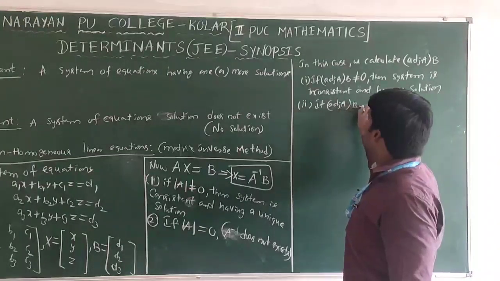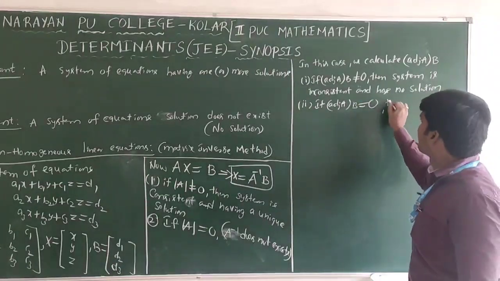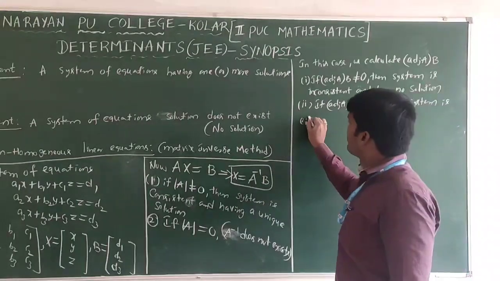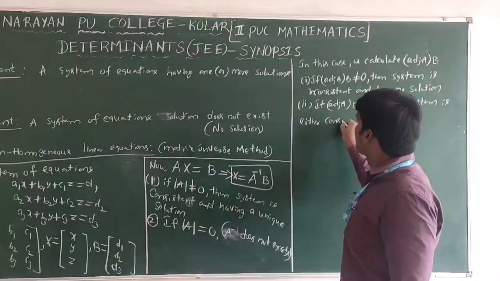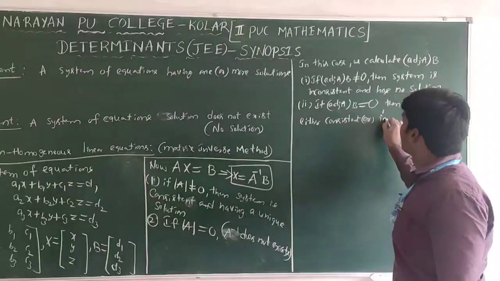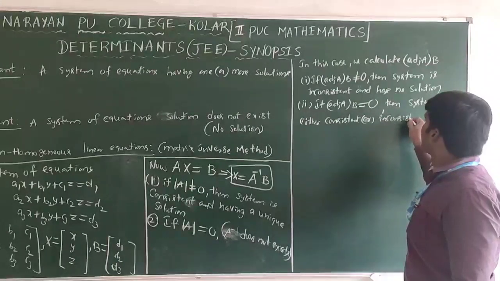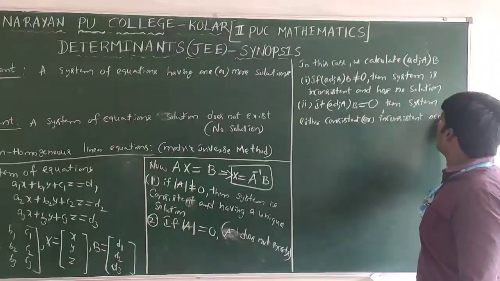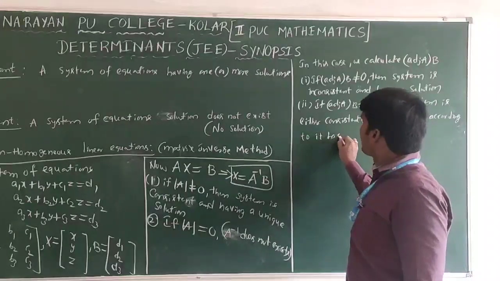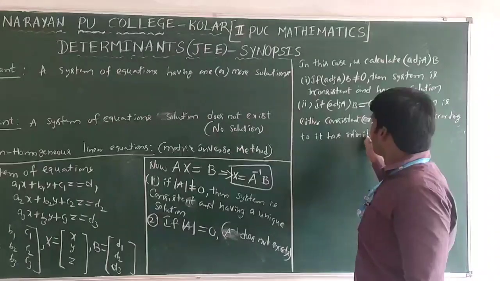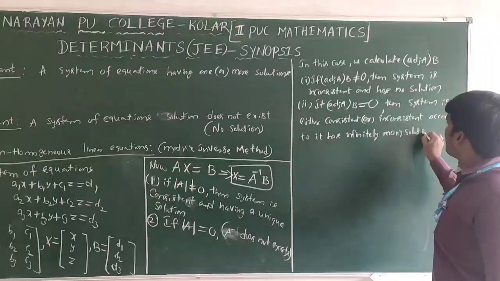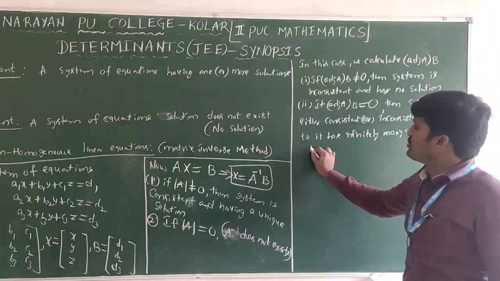Second condition: if adjoint A into B is equal to 0 matrix, then the system is either consistent or inconsistent, accordingly having infinitely many solutions or no solution.